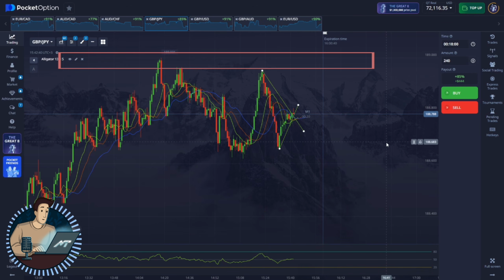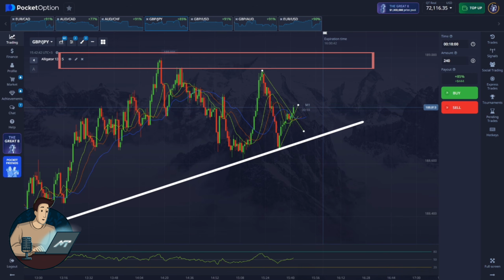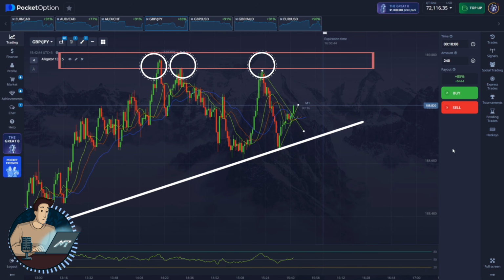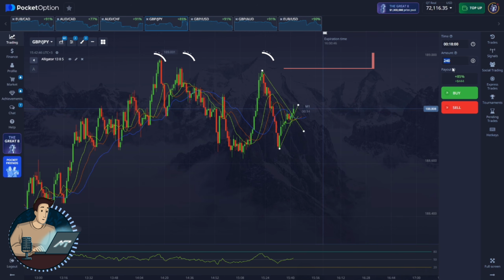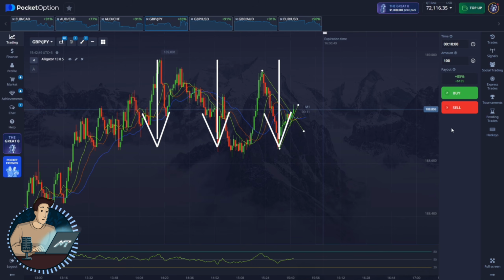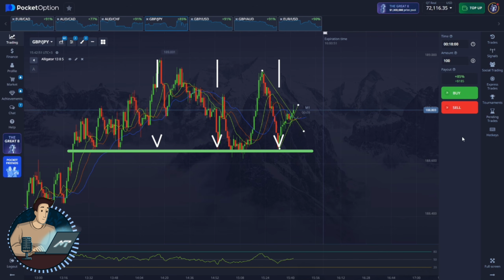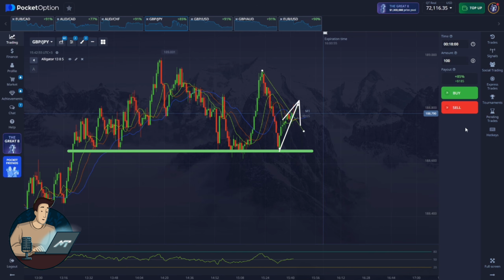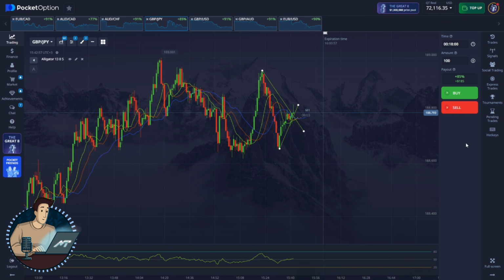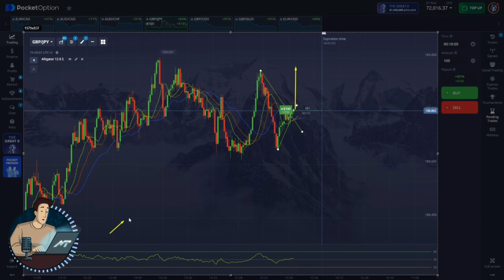I mark my levels and trend line. Price tested resistance 3 times. It's a strong zone. Instead of breaking higher, price pulls back to tested support right away. Another strong zone, it rebounds strongly. So I enter a call. Since volatility is still low, I give it extra time and go for 18 minutes.